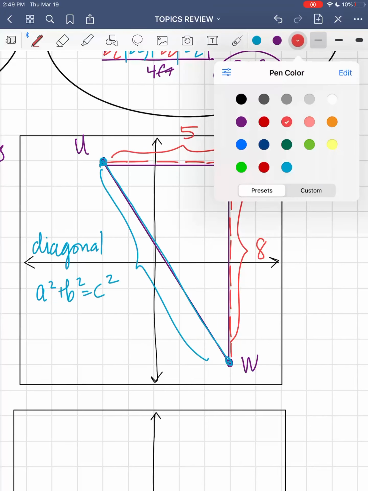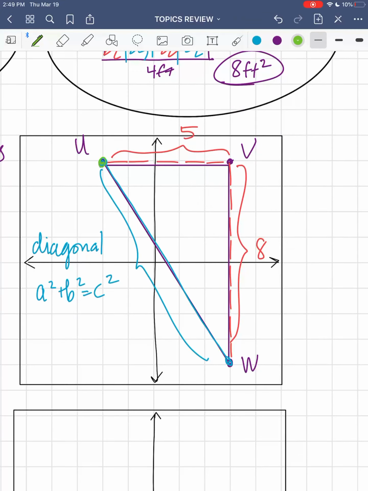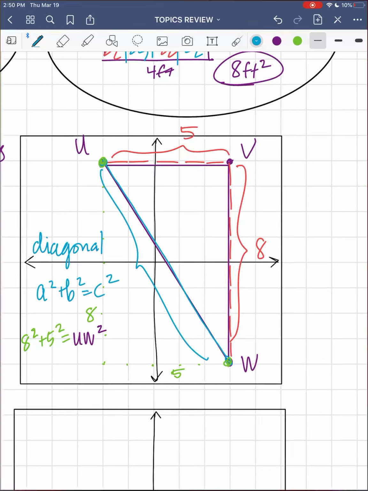So like on this one, this is how I like to think of it. From this point to this point, I have to give it credit for going down. 1, 2, 3, 4, 5, 6, 7, 8 to make it match up. So it goes down 8 and it goes over 1, 2, 3, 4, 5. So that blue line really goes down 8 and over 5. So I have to do 8 squared plus 5 squared equals, well, this side that I want, which we could call that UW, because that's the side between U and W, squared. So 8 squared plus 5 squared is, well, let's find out.